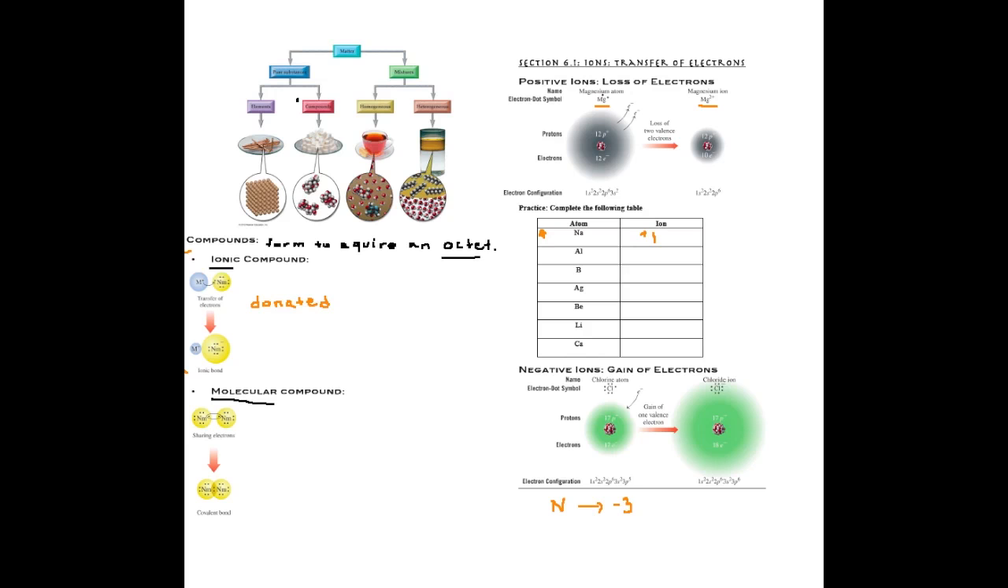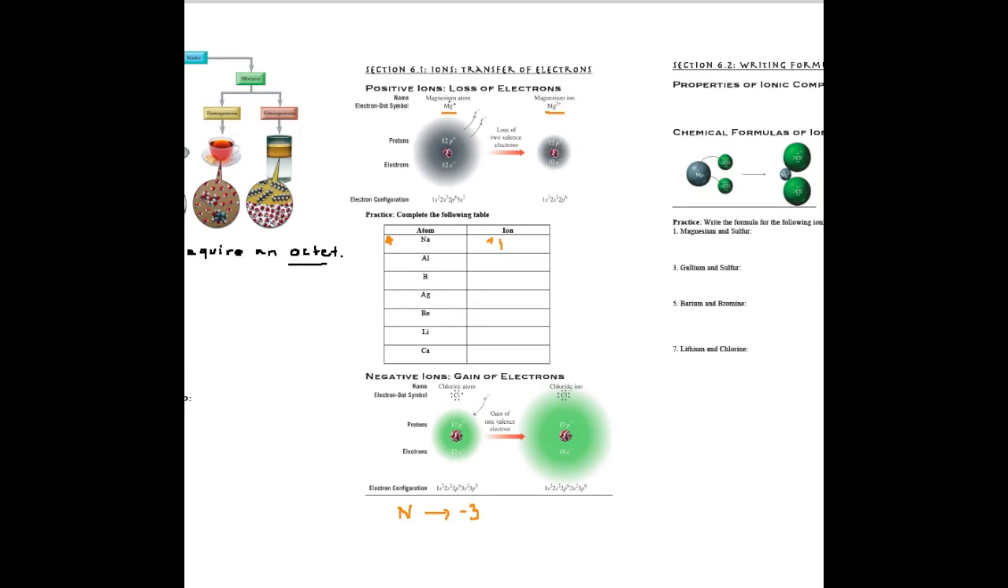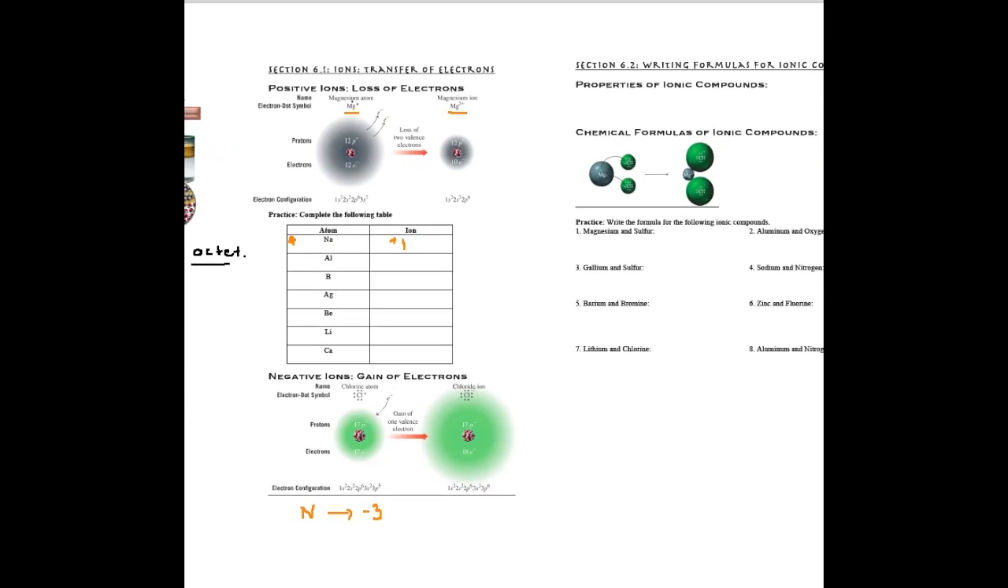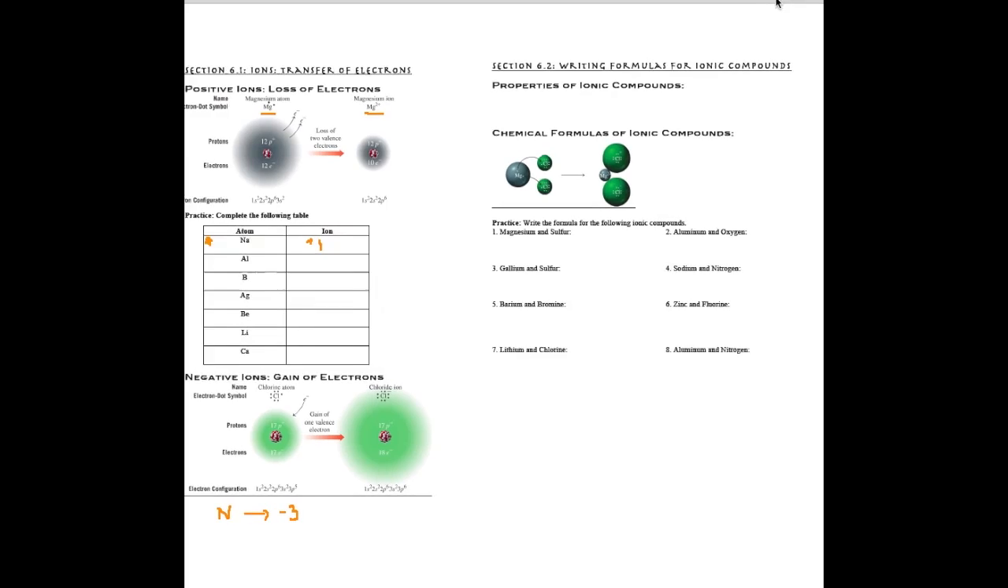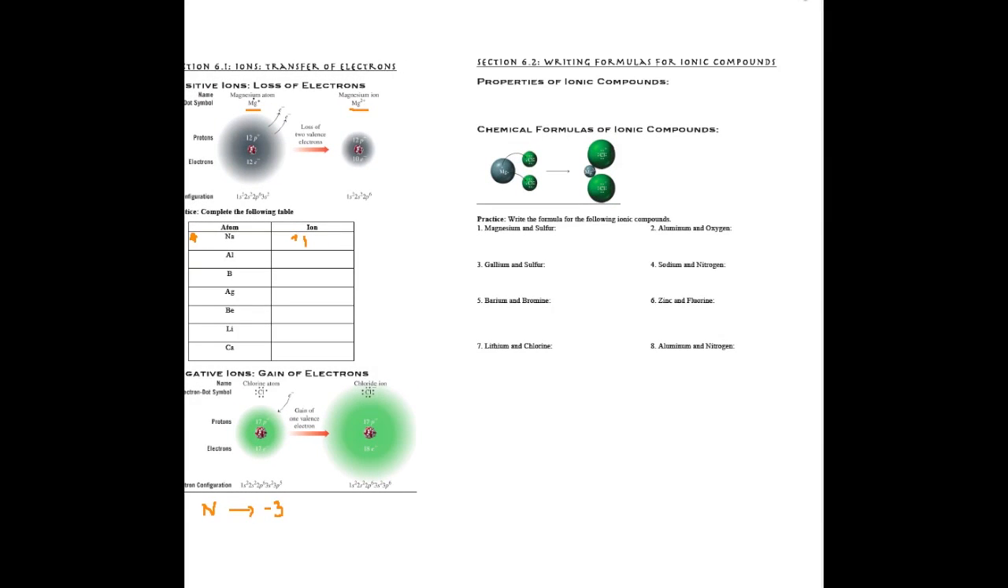Alright, now we're going to quickly go over the properties of ionic compounds, and then I'm going to show you how to write the formula for an ionic compound, which is really quite easy. Now, because ionic compounds are between a positively charged metal ion and a negatively charged nonmetal ion, the attraction is going to be extremely strong. So there's a strong attraction.